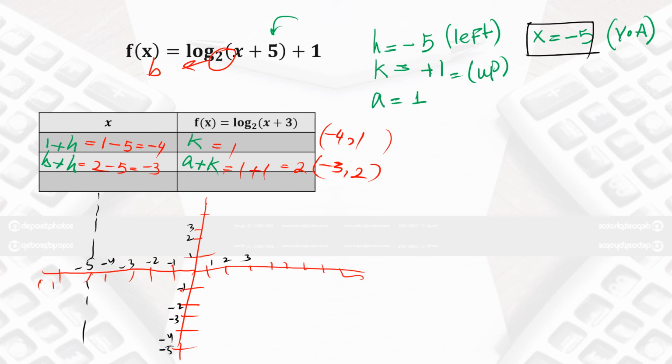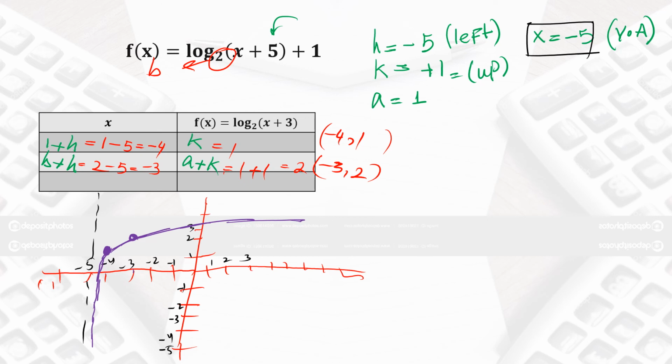Now, first coordinate is negative 4 and 1. So negative 4 and 1 here. Negative 3 and 2 over here. Now just draw. Here it is increasing. Make a smooth curve and bring it down near the dotted line. And that's it. So this is your transformation.